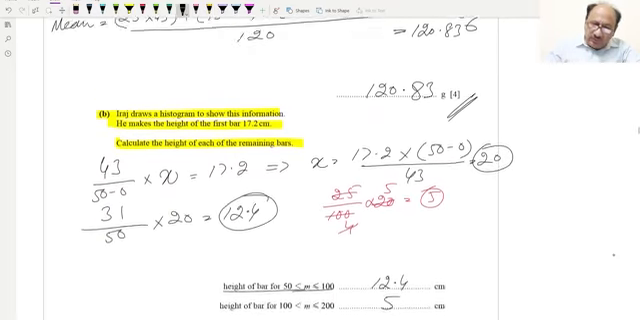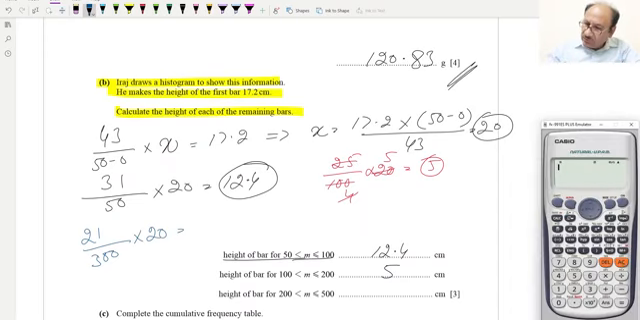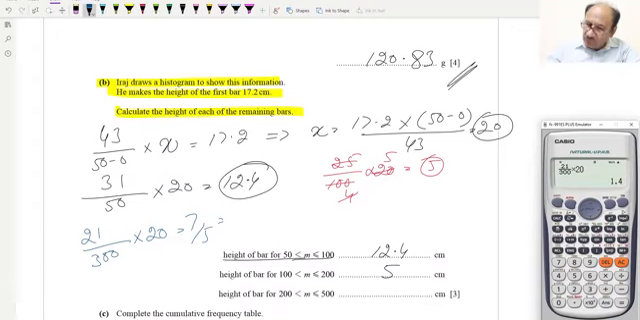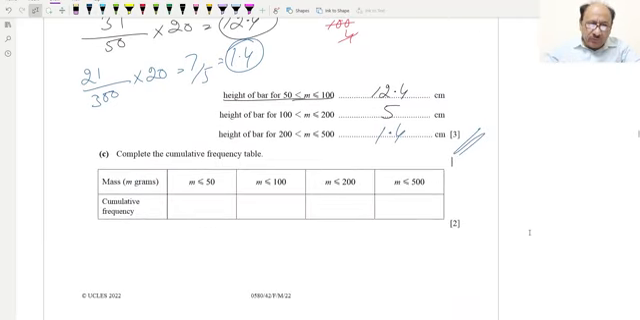Now 21 over the class width, which is 500 minus 200, which will be 300, and multiply by 20. So it will be 21 over 300 multiplied by 20, which is equal to 7 by 5, and the decimal value of 7 by 5 will be 1.4. This is a 3-mark question which we have done. Hopefully you understood this.